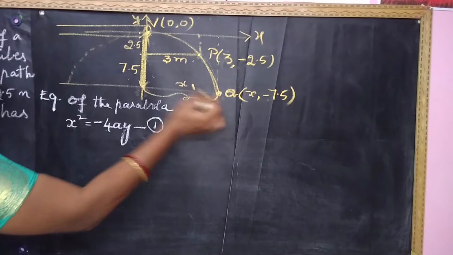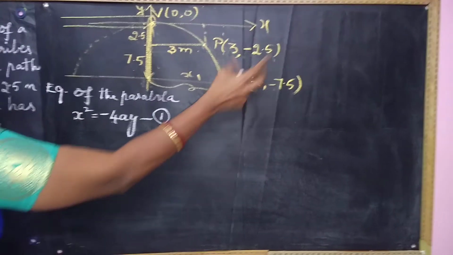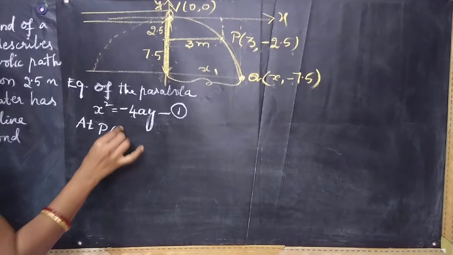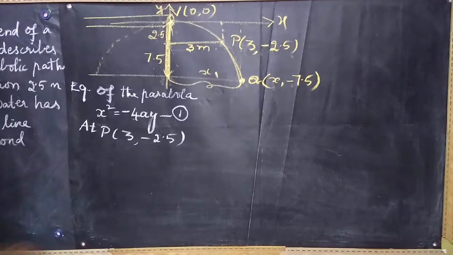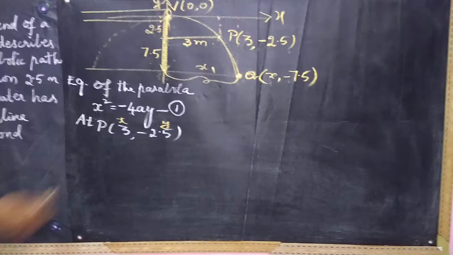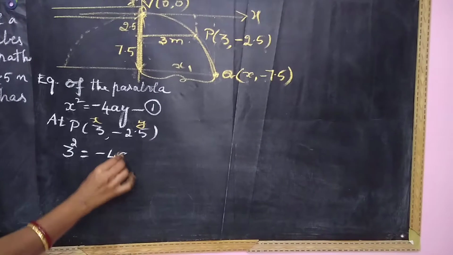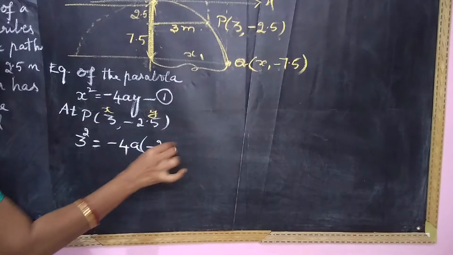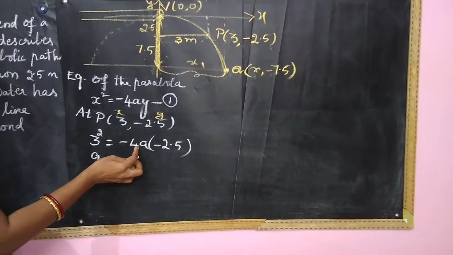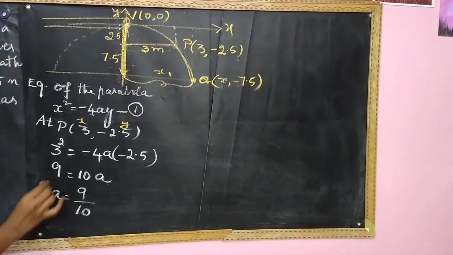So there are 2 points on the parabola. One is a well known point, and the other is the unknown point x1. We shall substitute that later. First let us substitute the well known point. This parabola passes through the point 3, minus 2.5. So in the place of x substitute 3, and in the place of y substitute minus 2.5. So it becomes 3 square is equal to minus 4a, and in the place of y substitute minus 2.5. 3 square is 9. Minus into minus is plus. 2.5 into 4 is 10. So we have 10a. That is, a is equal to 9 divided by 10.